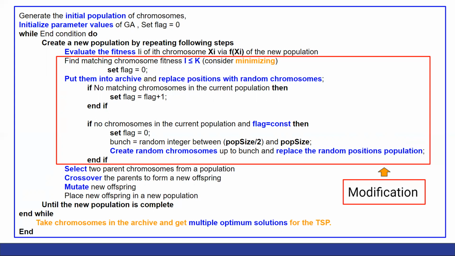That is the modification part. You can see it in this red color box. After that, the normal process happens like in the previous video. Select two parental chromosomes by using rank selection. For crossover, use the partially mapped crossover method. And for mutation, use swap mutation. The mutated chromosome is set as the new population. The whole process repeats multiple times and finally it returns the multiple optimal solutions in the archive box. That's how it works.